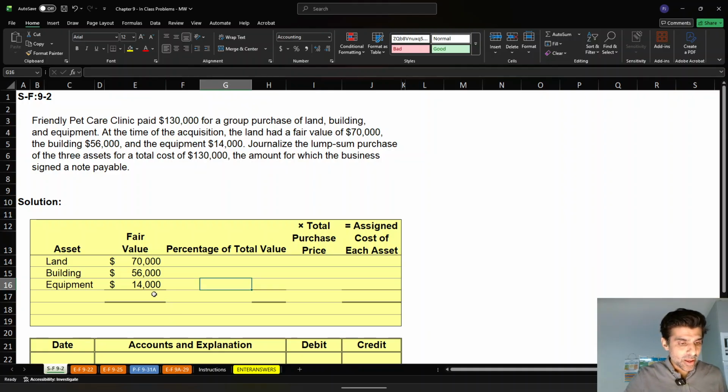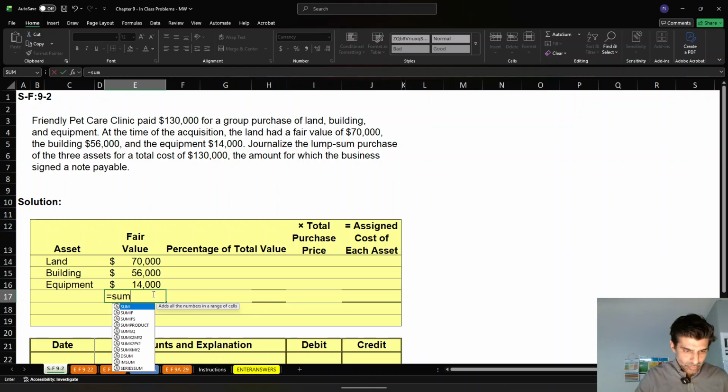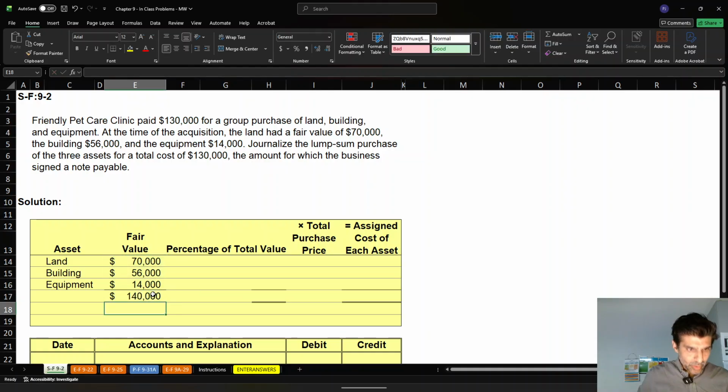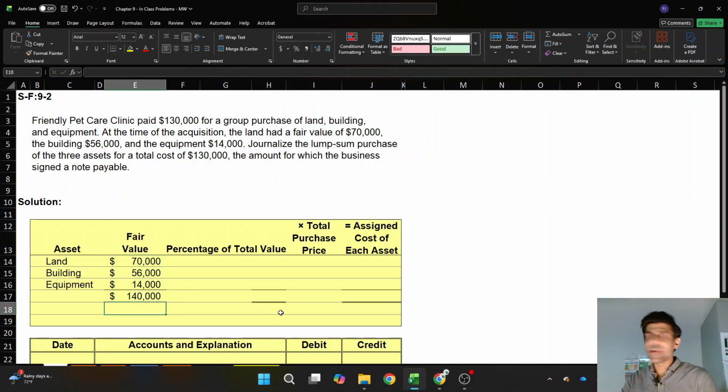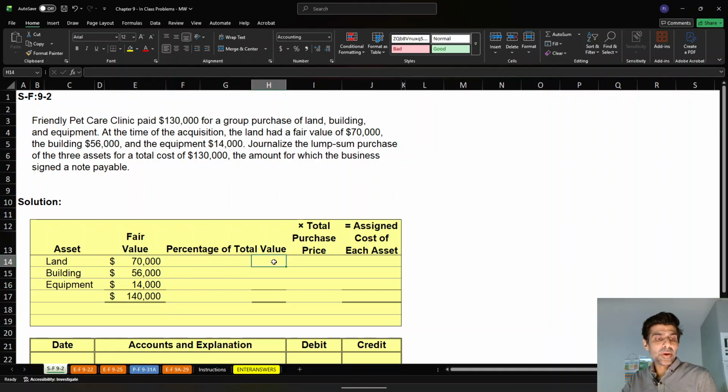Okay, so if we add this up, we see that the total is 140,000. So based on this, did we get a good deal or a bad deal? Raise your hand if you think we got a good deal. Yes, we got a good deal, right? We paid 130,000 for allegedly $140,000 worth of stuff. So we got a discount.